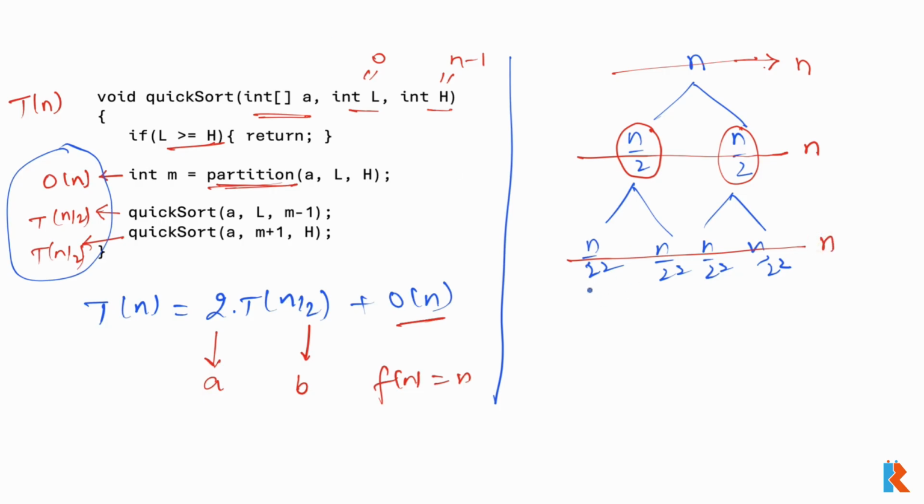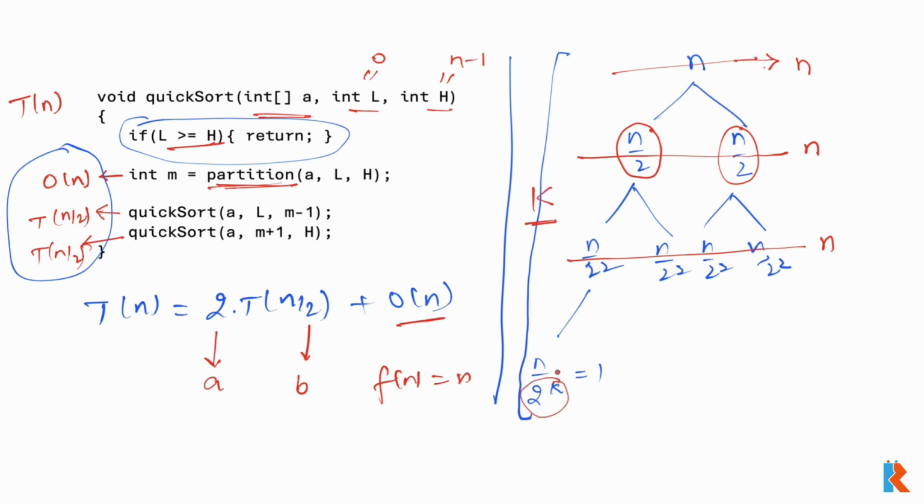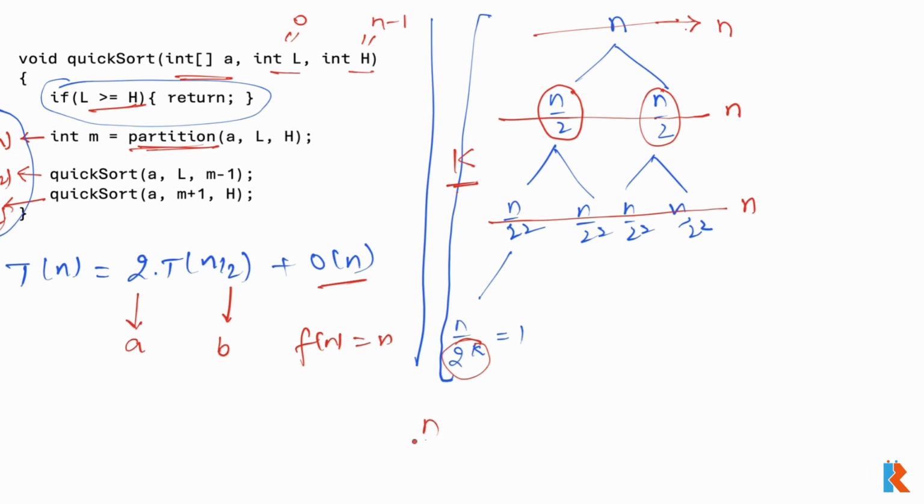We will keep on dividing n by 2 till n by 2 raised to the power k becomes equal to 1. When n by 2 raised to the power k becomes equal to 1, then we will hit the terminating condition and the terminating condition will just return from there, taking constant time. The total number of levels in this function call tree will be k, because the denominator will become 2 raised to the power k only after k levels. If you solve this equation, n by 2 raised to the power k is equal to 1, which means that 2 raised to the power k is equal to n, which further means that k is equal to log of n to the base 2.